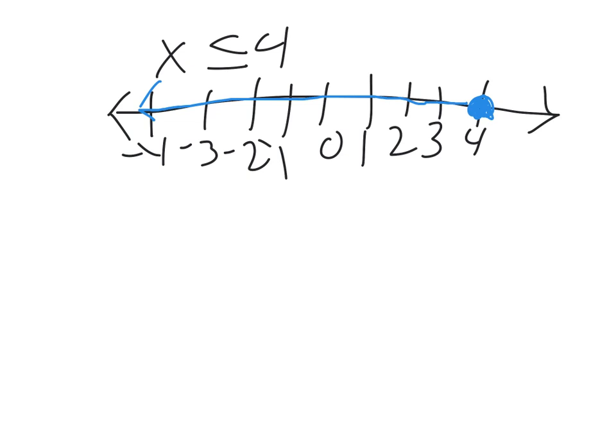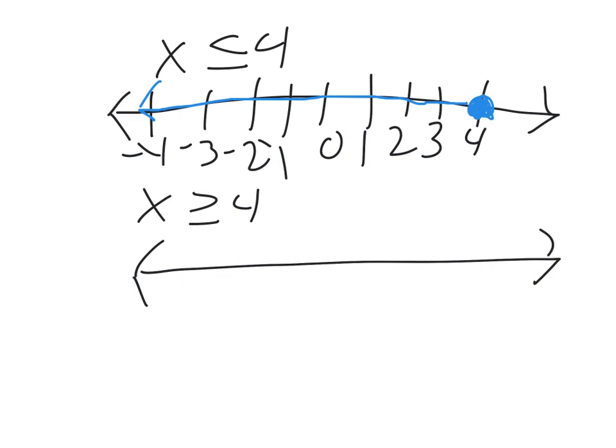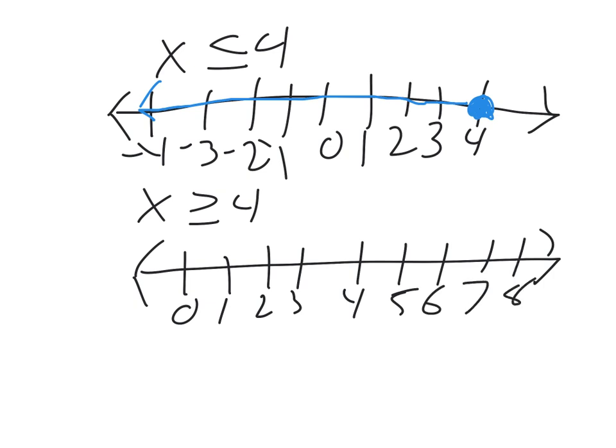Inversely, if we look at x is greater than or equal to 4, we're going to have 0, 1, 2, 3, 4, 5, 6, 7. We'll make it even 8. X is greater than or equal to 4. We're going to start at 4 again. Let me switch back to blue. We're going to start at 4 again, fill them in on everything that's happening, and then include everybody else.